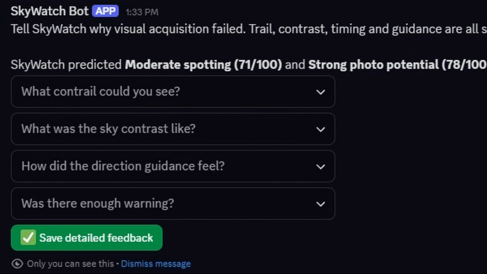Every time the prediction is wrong, I can compare what the system expected with what actually happened. Did the aircraft pass farther away? Was the light worse than expected? Was there a contrail? Could I find it at all? And was the final photograph actually any good? That information helps me make the next alert more useful.